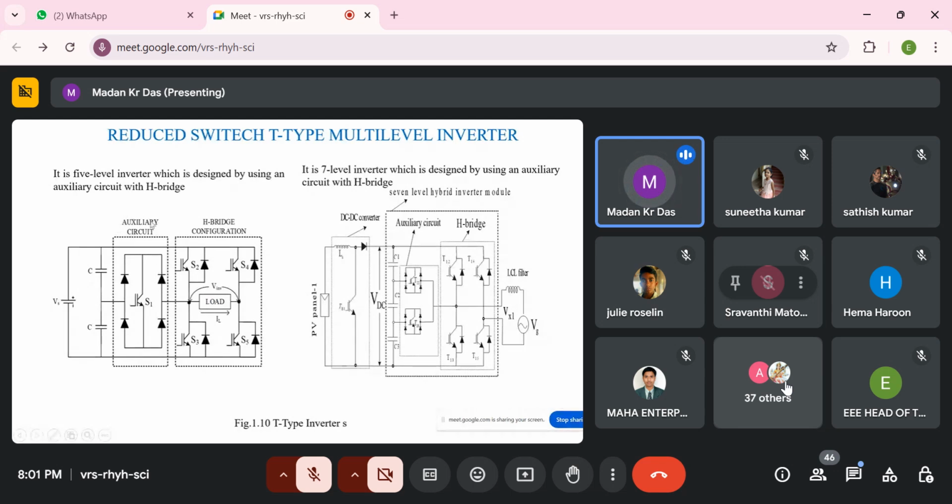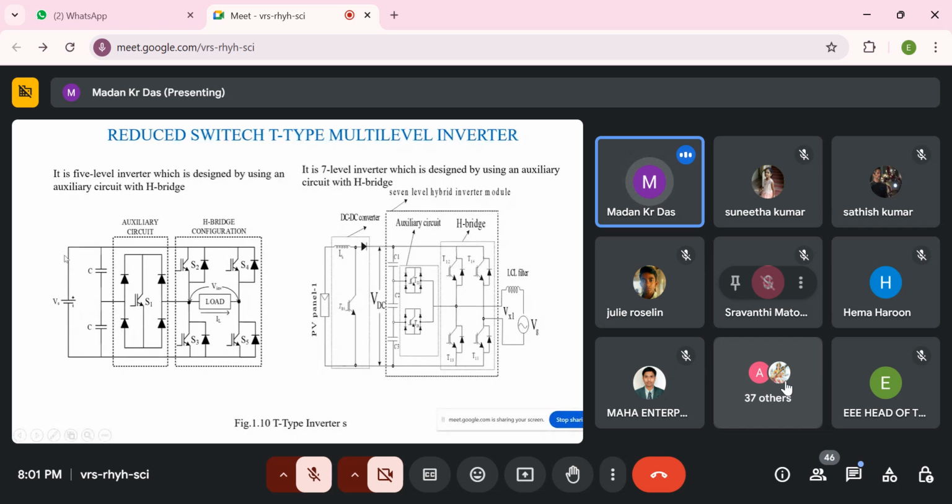In the auxiliary circuit we have used bidirectional switches, meaning suppose the current is flowing in this direction and also in this direction. Current will flow in both directions. So for this type of circuit for the 5-level inverter, how does it work?